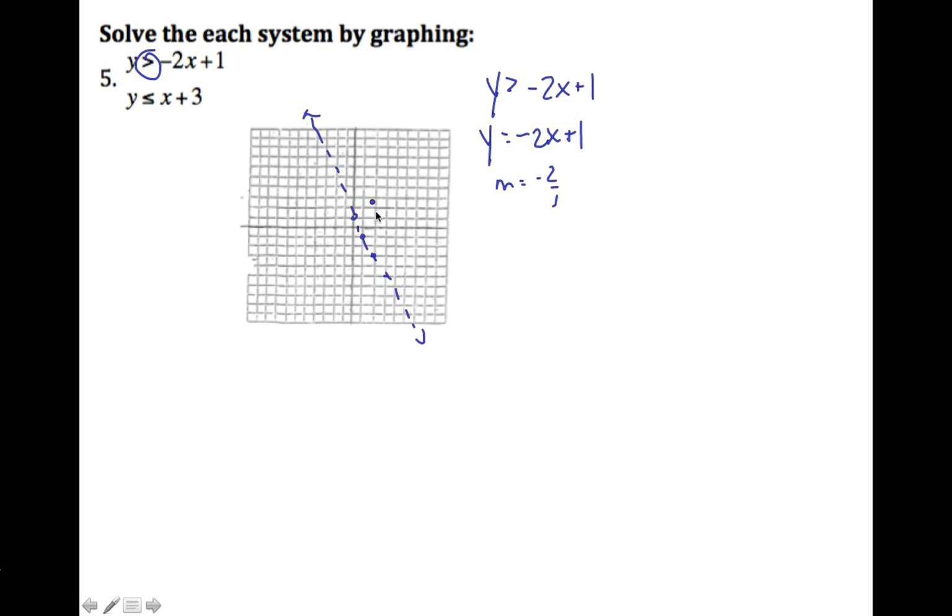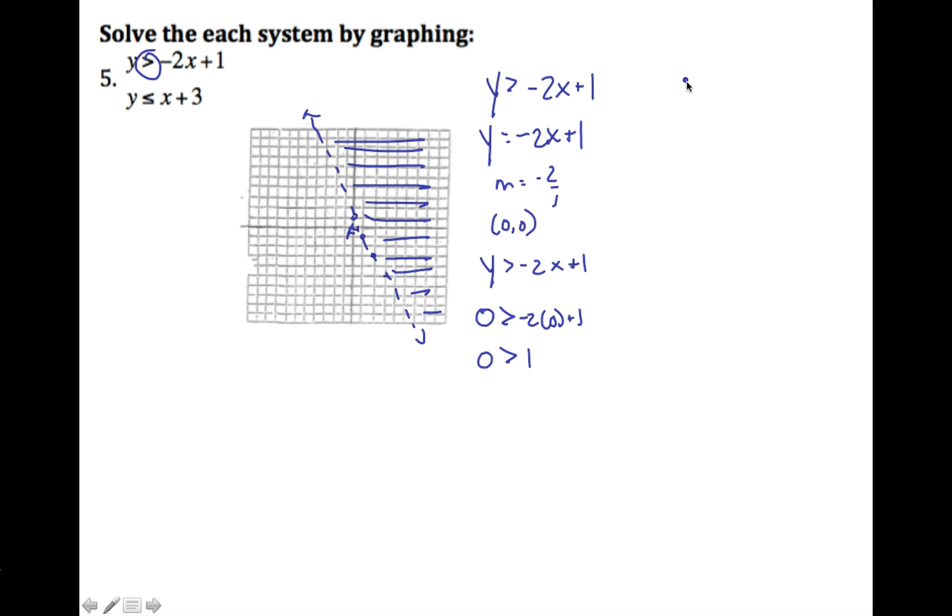And then you pick a point not on the line, 0, 0 is a point not on the line, to test in the original inequality. So if I put 0, 0 in, I get 0 is greater than 2 times 0 plus 1. You get 0 is greater than 1. 0 is not greater than 1. So that means right here where 0, 0 is false, so I shade the true side.